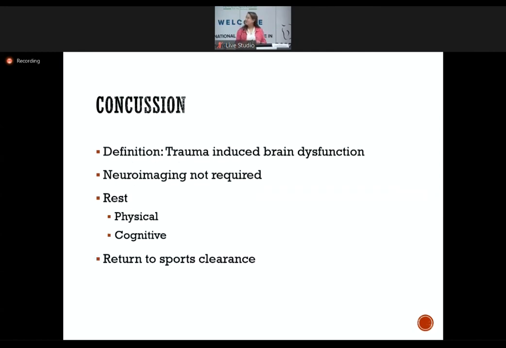And of course, what this child has is a concussion. How you define a concussion, it's probably best to be broad, but the best definition that I've read is trauma-induced brain dysfunction. So this child would meet that definition. We don't need neuroimaging to diagnose a concussion. Neuroimaging is done to exclude other significant injuries, and concussion would be a diagnosis of exclusion when those concerns are mitigated.